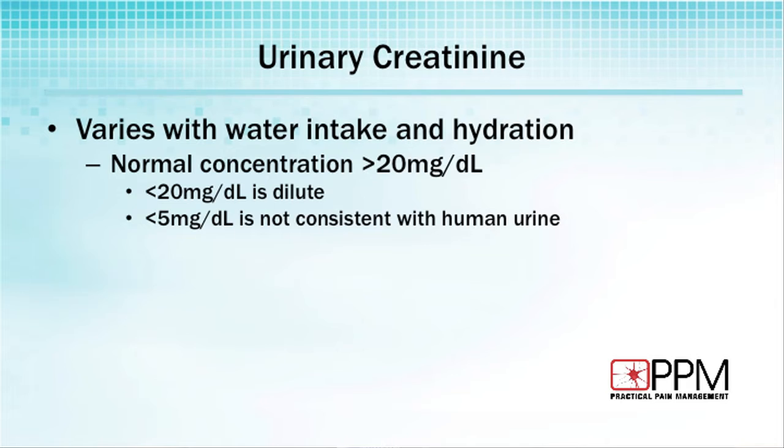The most common way to try to beat a drug test is by water loading, and urinary creatinine varies with water intake and hydration. Normal concentration is greater than 20 milligrams per deciliter. Less than 20 milligrams per deciliter is dilute, and less than 5 milligrams is not consistent with human urine.